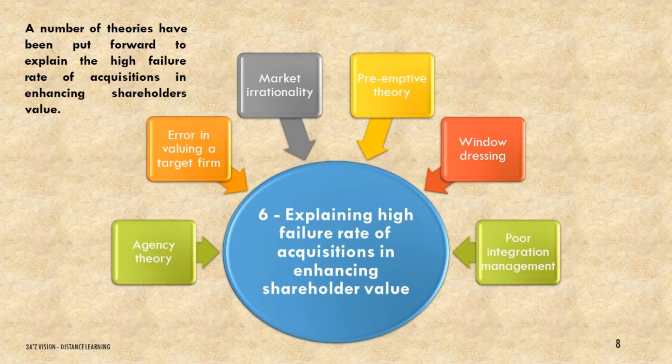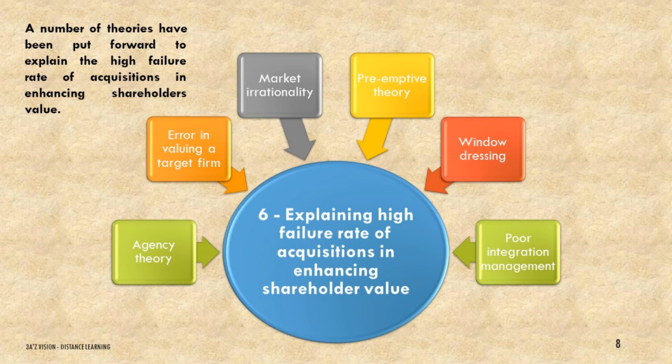Explaining high failure rate of acquisitions and enhancing shareholder value. There are 6 main theories that have been put forward to explain the high failure rate of acquisitions in enhancing shareholders' value, which are: agency theory, error in valuing a target firm, market irrationality, preemptive theory, window dressing, and poor integration management.